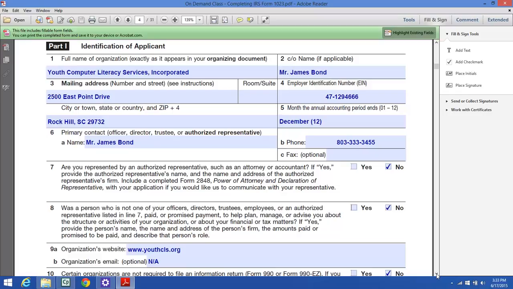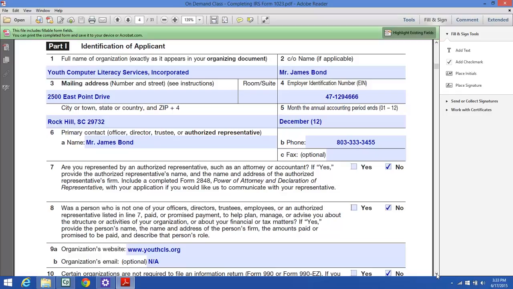Number 6, the primary contact. Who's going to be the primary contact for this organization? More than likely it's going to be the same person you listed in number 2, Mr. James Bond, and more than likely he is the executive director of this organization. And 6B is for the telephone number of the person that's responsible for this organization. They will put their telephone number here.